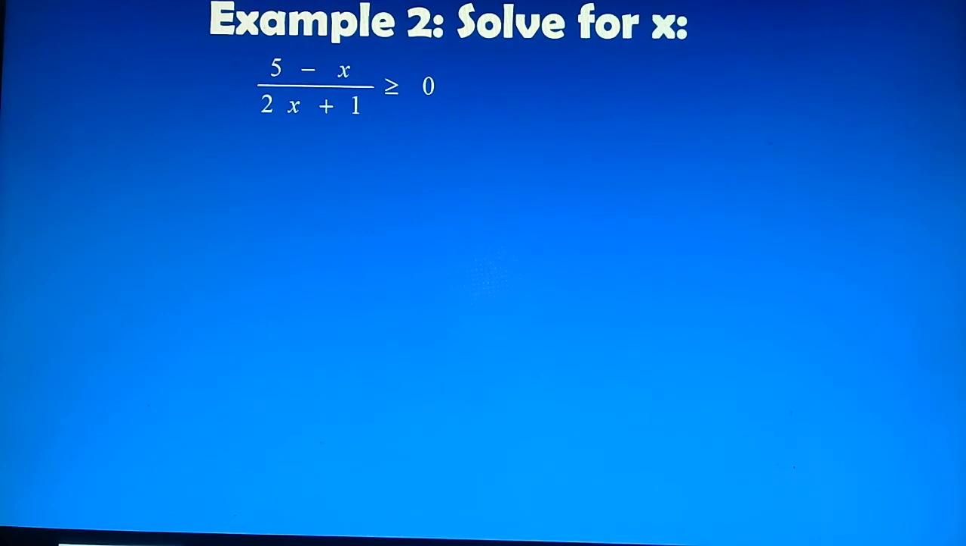First of all, is our numerator simplified? Yes, we are covered with that. Is our denominator simplified? Yes. Factorized? Yes, we are covered with that. Do we have a 0 on the other side? Yes, we have 0. It means, do we cross multiply? Can we cross multiply here?